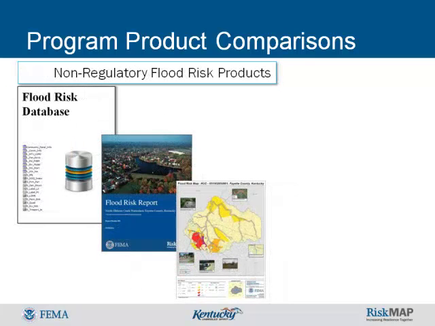The non-regulatory products being created through the RiskMAP program include the Flood Risk Database, the Flood Risk Map, and the Flood Risk Report. These products do not seek to replace the regulatory products. Those will continue to be produced for each study. The new non-regulatory products are intended to provide additional information to increase flood risk understanding and awareness, risk communication, collaboration, and mitigation.